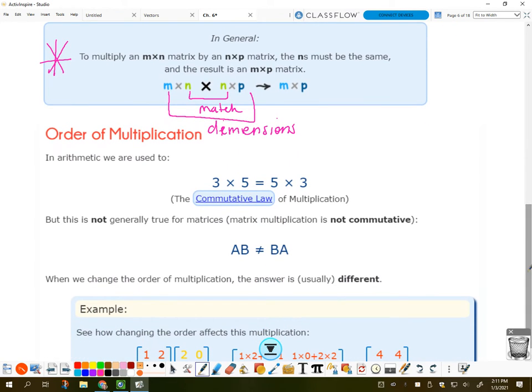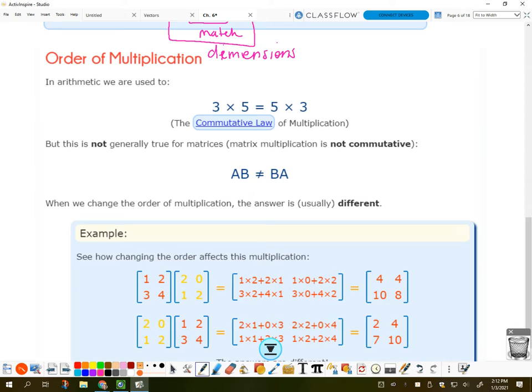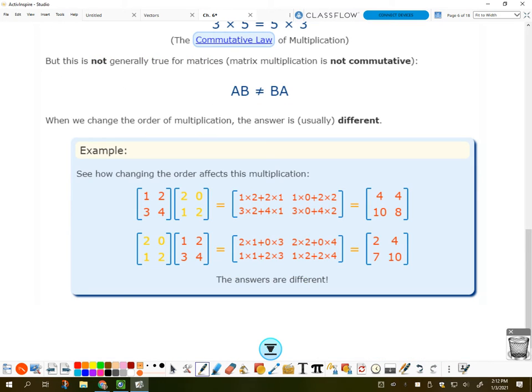Keep in mind also that the order that you multiply in is important. If I try to do A times B and then B times A, they're not always going to be the same. There are occasions when they are the same. There's a lot of times where you can do both, but they end up with different answers. There's sometimes when you can multiply one way and you can't multiply the other because the dimensions don't match up. Here's two examples where we have the same two matrices. We just switched the order, and you see that they did the math and they got two different answers.